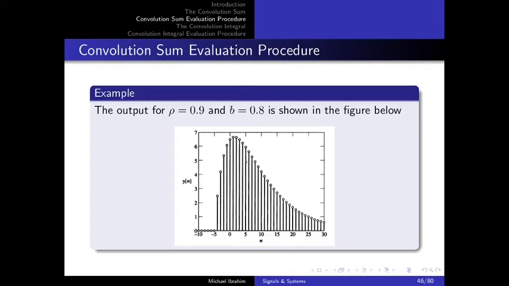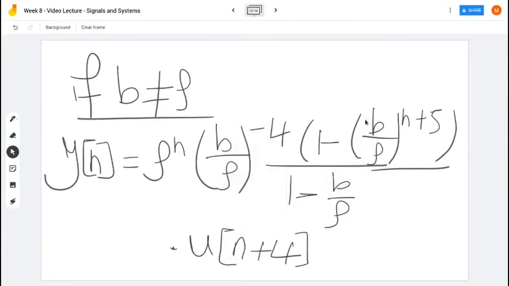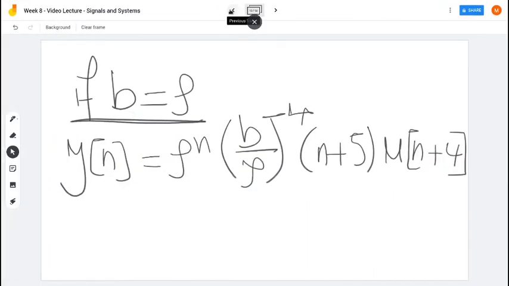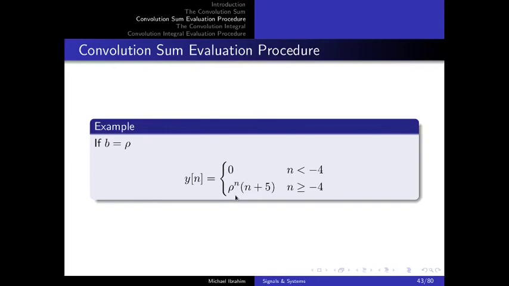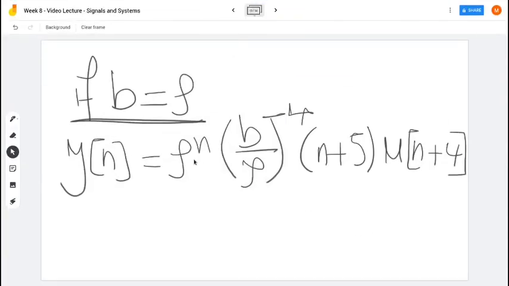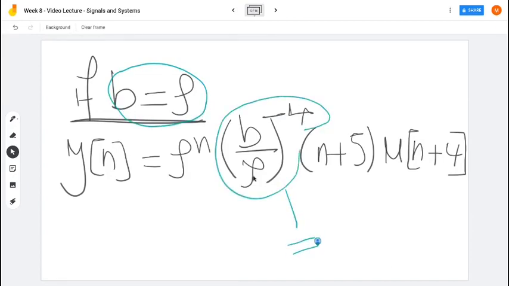If we go back to the whiteboard for a second, looking at this expression in the case for b equal to rho, of course we can note that we have this term b over rho to the power minus 4, which does not appear in the slides. If you go back to the slides, you will just have rho to the power n, whereas here we have rho to the power n times b over rho. Of course it is the same, because since b is equal to rho, this term will be equal to 1. So we'll end up with rho to the power n times n plus 5.